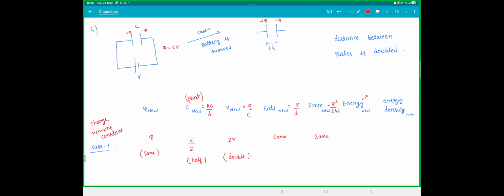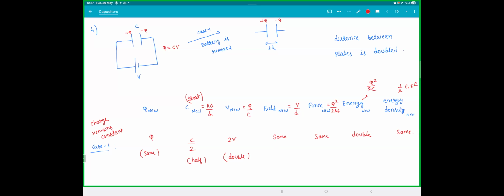For energy, I'll use Q²/2C because Q remained same. Q is same, C became half, so energy becomes double. Energy density is ½εE². Field remained same, so energy density also remains same. Are you clear what I'm asking? Is everyone clear what we did?